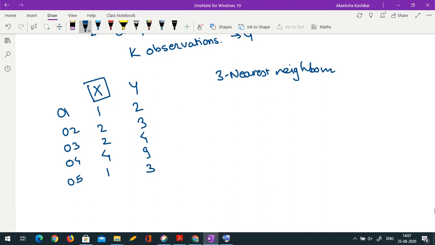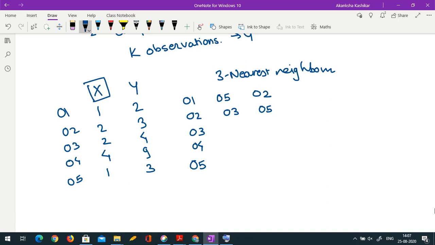So for O1, let me locate 3 nearest neighbors. Of course, the first neighbor is O1 itself. Second neighbor is O5 because it is near. And third can be either O2 or O3. So let me take O2. Okay. Then for every observation in the training data, the first nearest neighbor is going to be itself. We have to worry about only second and third. So for O2, next nearest is O3. And then I have a choice O1 or O5. So let me go with O5.